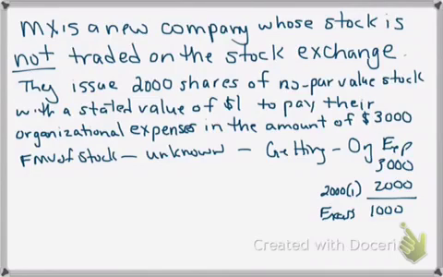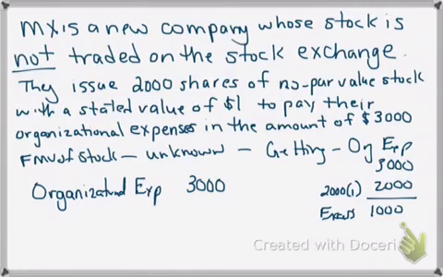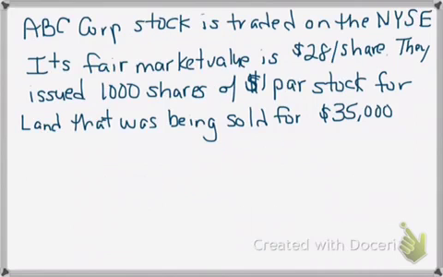So when I look at this journal entry, cash is not involved here. What we have is an organizational expense, which is the account that we will be using here, and that is for $3,000. We then have common stock, which is what we are issuing. We do that at the stated value, which is $2,000. And then we're going to have paid-in capital in excess of stated value for $1,000. So here my debits equal my credits, and I'm done with this particular journal entry.